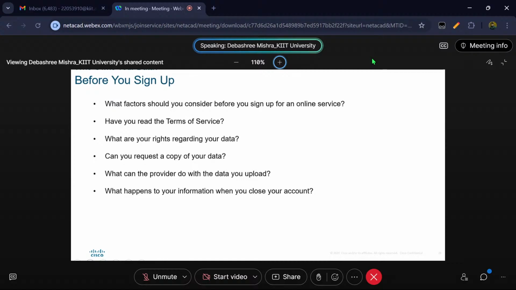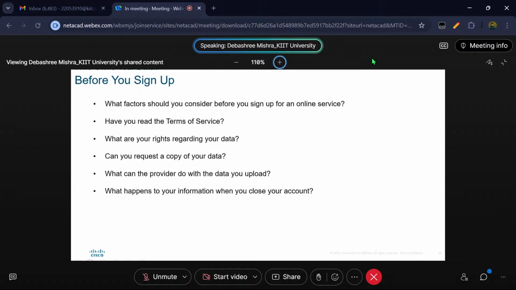The next is, can you get a copy of the data that you are saving or not? Can the provider do anything with the data you upload? What can the provider do with the data? Do they keep a separate base copy that they will upload to any social media sites or something like that? You are trusting a particular company and saving your data with them, so is that data used on any other platform? Those things you need to understand.